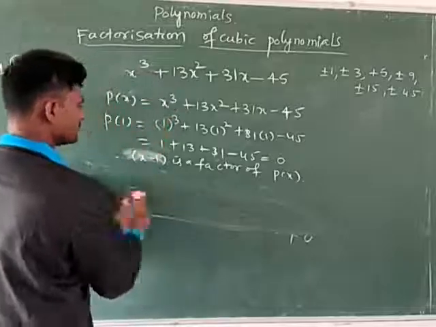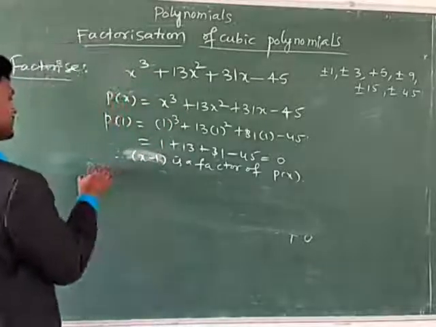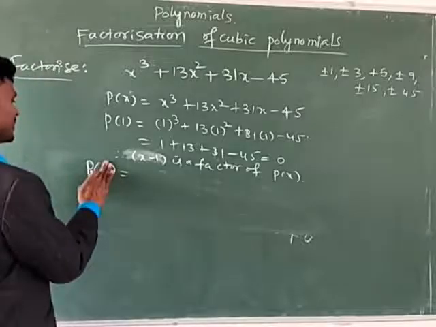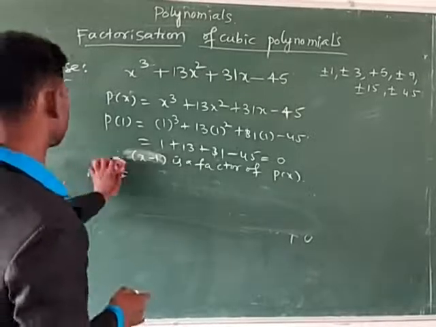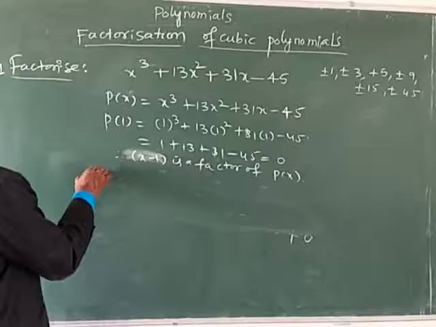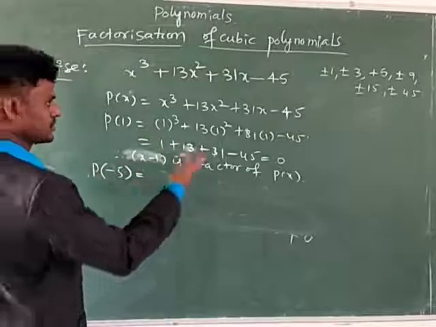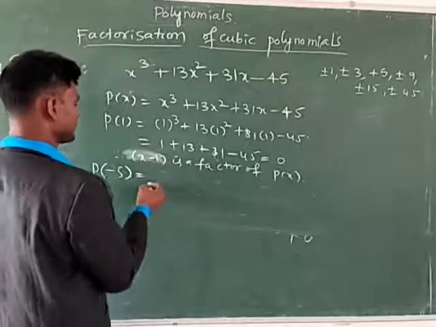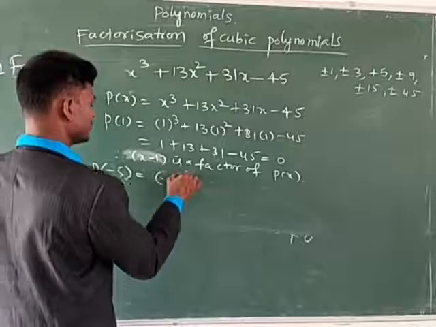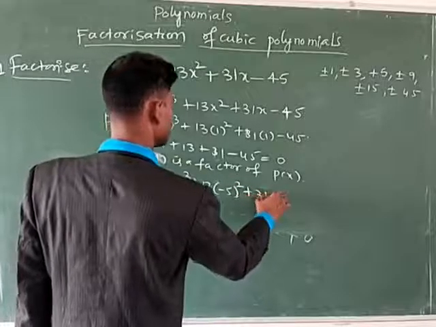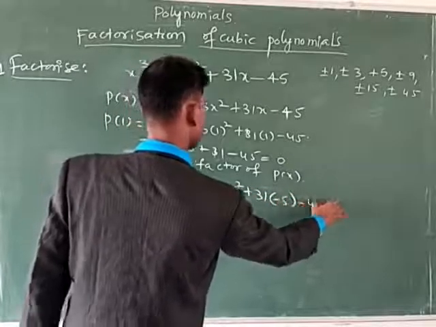Now you have to check one more. You can check 5. P of minus 3 also you have to check, and that is also not possible. P of 5 is also not possible. Actually I know that, that's why I will write minus 5: minus 5 whole cube plus 13 into minus 5 whole square plus 31 into minus 5 minus 45.